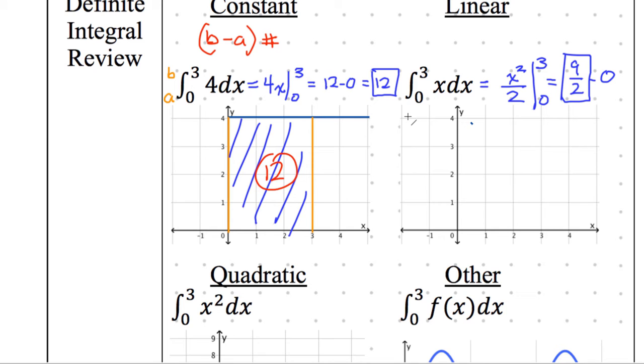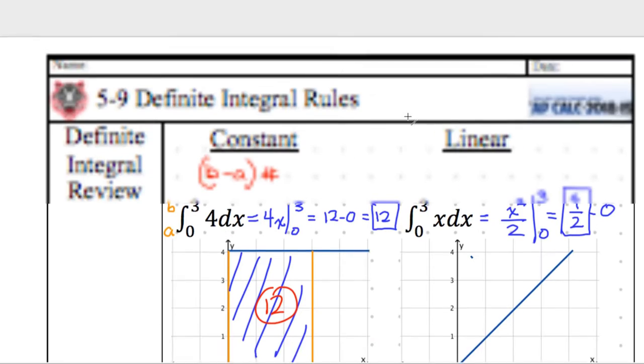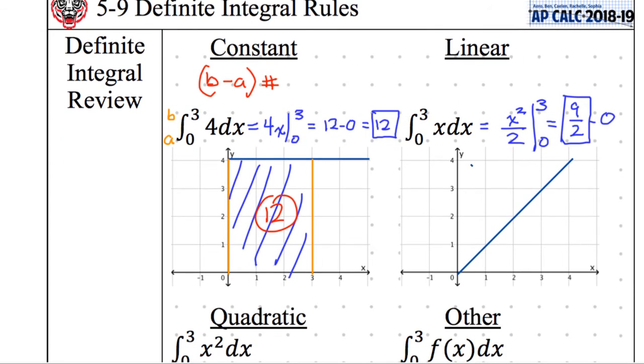Why does it do that? That's what I want to know. Huh, interesting. If I erase it, does it go where? Oh, weird. Okay.